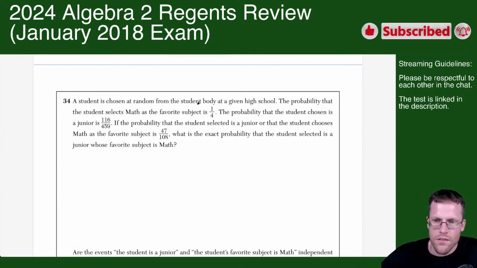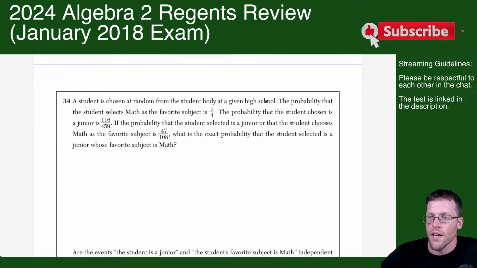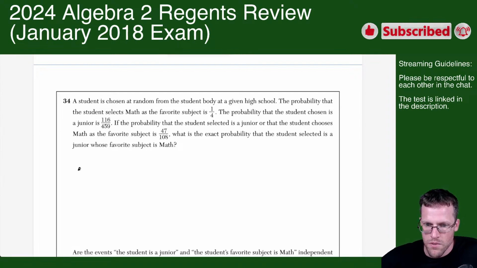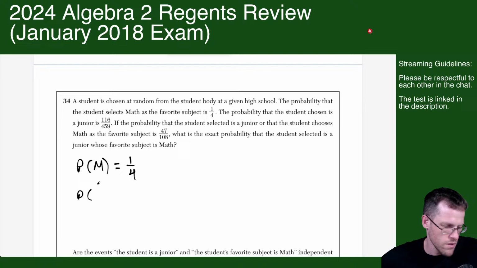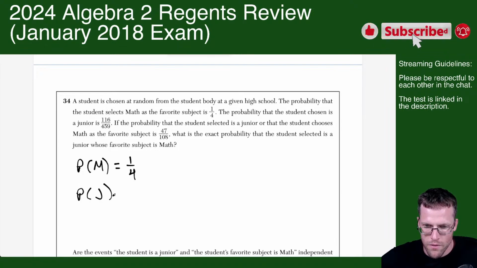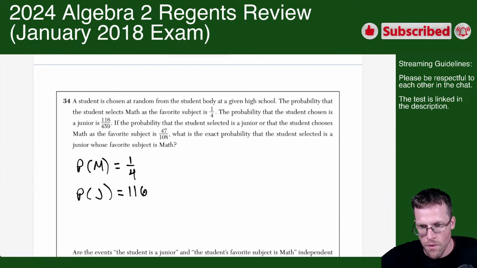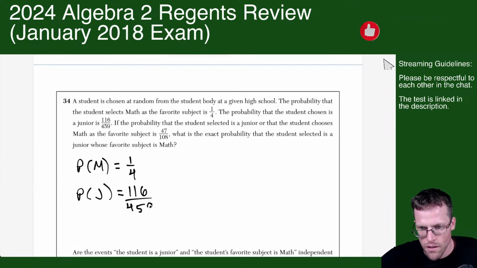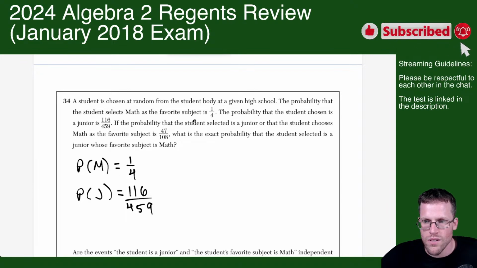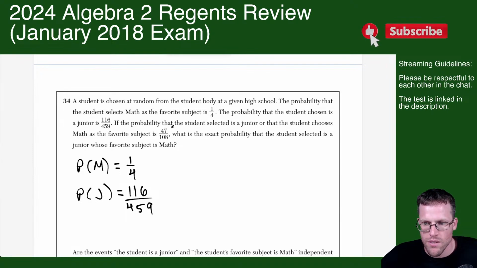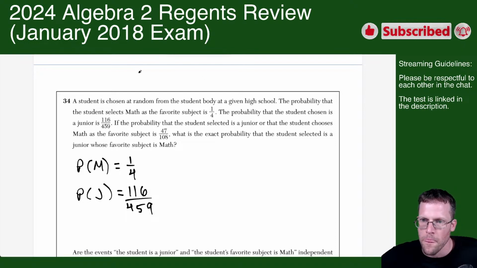So a student is chosen at random from the student body at a given high school. And the probability that the student selects math as their favorite subject, I'm going to say probability that they love math, is 1/4. Probability that the student chosen is a junior, so probability of getting a junior, probably almost 1/4, maybe not exactly. All right, if the probability that the student selected is a junior or that the student chooses math as the favorite subject is this, what is the exact probability that the student selected is a junior whose favorite subject is math? Okay, so here's the concept.